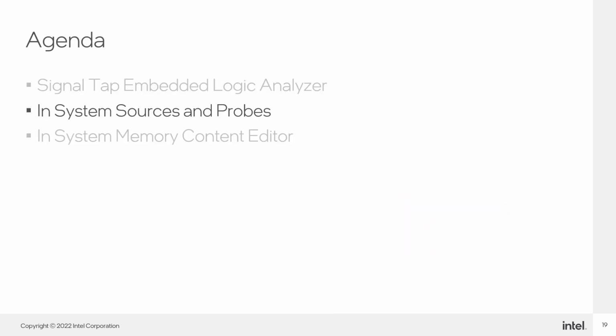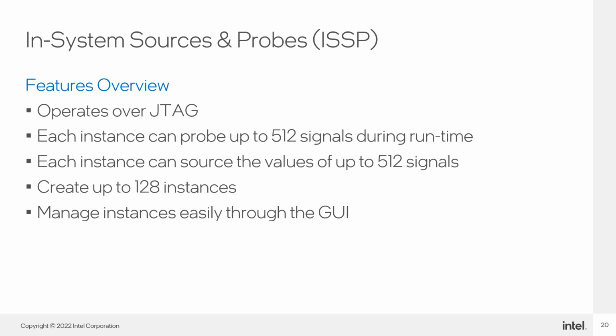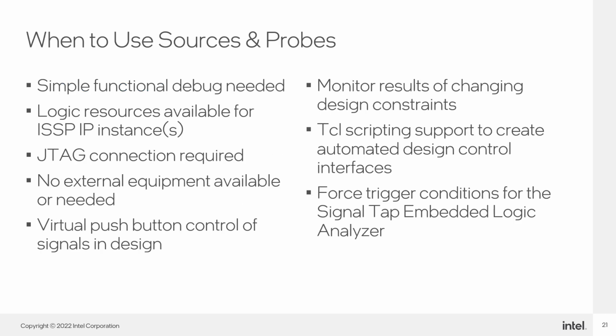Next, I will go over In-System Sources and Probes. The In-System Sources and Probes editor in the Intel Quartus software allows you to easily control any internal signal and provides you with a completely dynamic debugging environment in which to generate stimuli and solicit responses from your logic design. ISSP operates over JTAG and can source and probe up to 512 signals. You can use ISSP when all you have available is a JTAG connection and all you need to do is monitor signals or send logic values into signals. You can even use ISSP in conjunction with Signal Tap so that you can force a trigger condition to happen so you can gather data on the signals of interest.